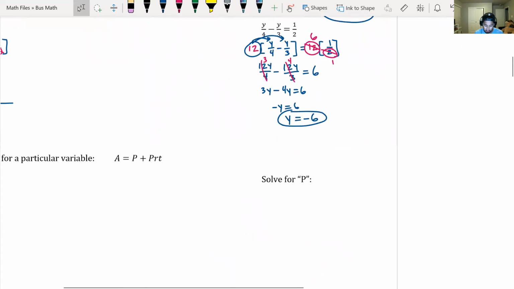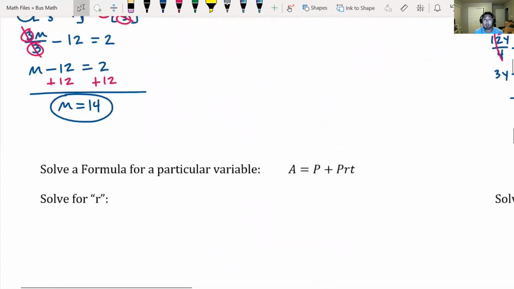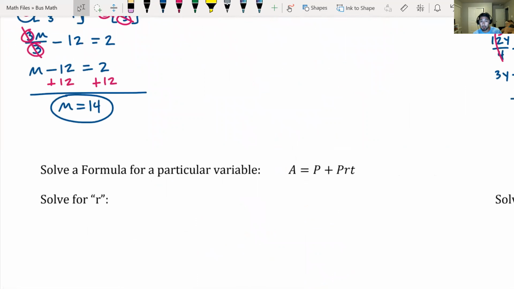So next is solving a formula for a particular variable. So we want to solve for a specific variable. Okay, so we're given this formula, A equals P plus PRT. This is called the simple interest theorem, which you'll see later on in chapter 3. Okay, so on this formula, we specifically want to solve for R. We want to get R by itself.